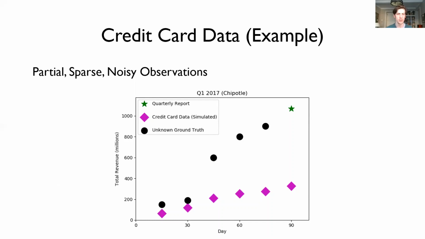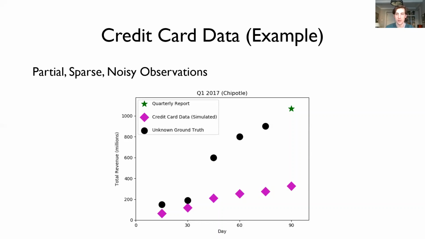Here I drew biweekly. The credit card data records some unknown fraction of total Chipotle sales. The black circles are the unknown ground truth that is never disclosed, and this is what we want to estimate. And the green star is the disclosed revenue from the quarterly report at the end of the 90 days. So this is what our data looks like.